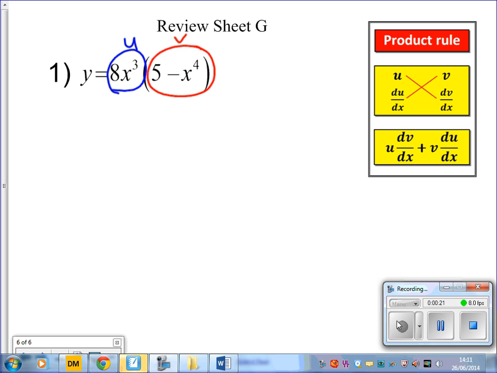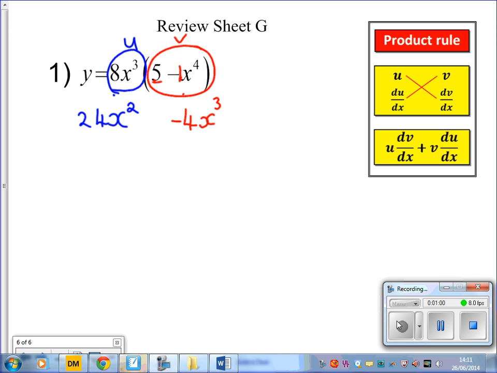So if we differentiate u to get du dx, we'll end up with 8 times 3 is 24x squared. Differentiating this part here gives us the 5 is just going to disappear. Here, remember, it's like having a 1 in front of the x, so we're going to have 4 times by minus 1 is minus 4x. Take 1 off the power, go to the power of 3.